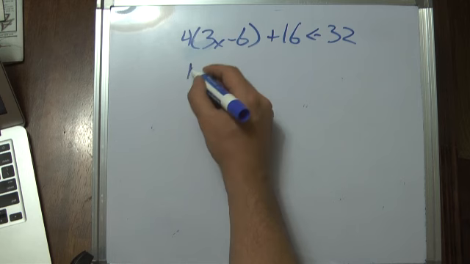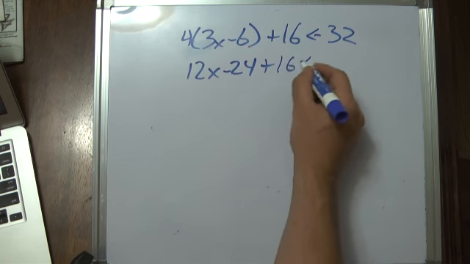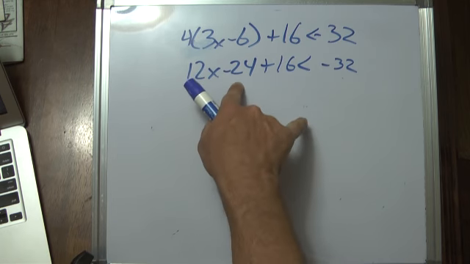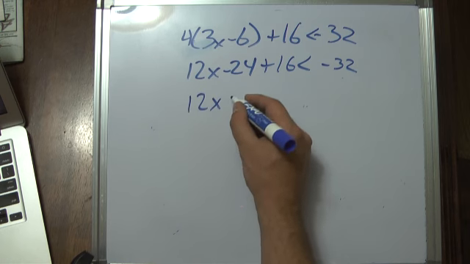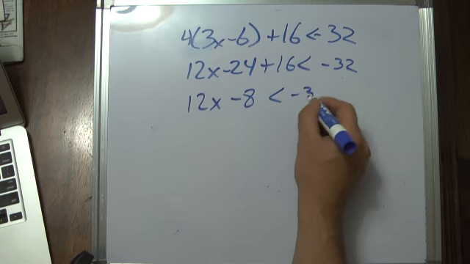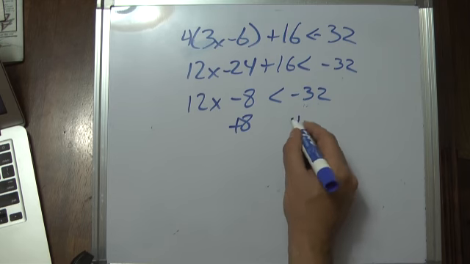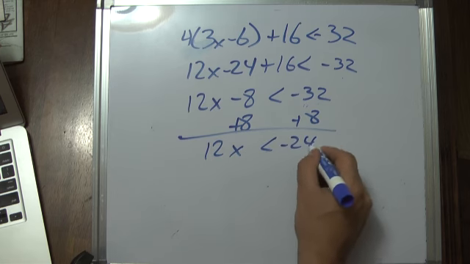Distribute: 12x minus 24 plus 16 is less than negative 32. Combine like terms, negative 24 and 16 is negative 8, so 12x minus 8 is less than negative 32. Add 8 to both sides. So 12x is less than negative 24, divide by 12.